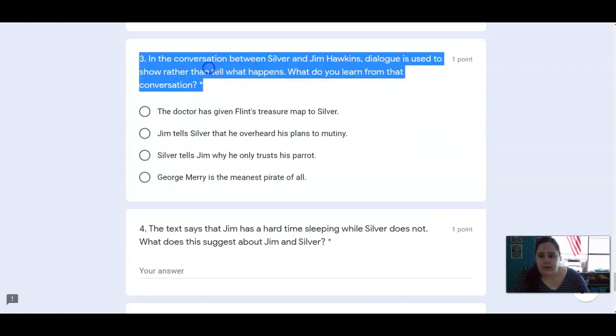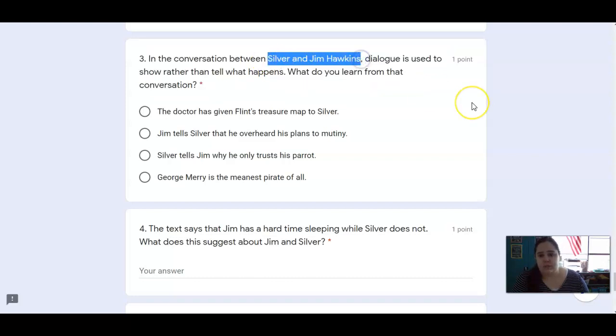Number 3, in the conversation between Silver and Jim Hawkins, dialogue is used to show rather than tell what happens. What do you learn from that conversation? So when Silver and Jim are talking, what do you learn as the reader from that conversation?